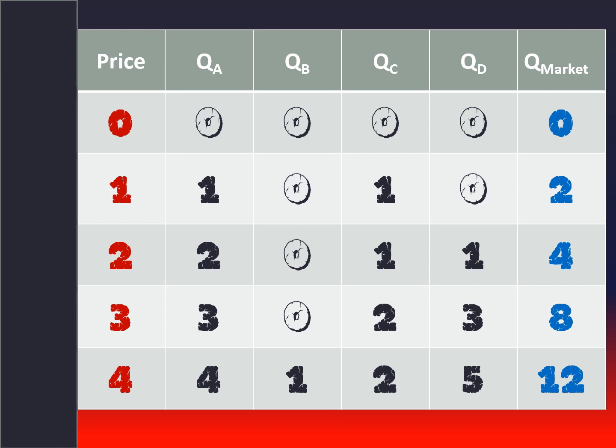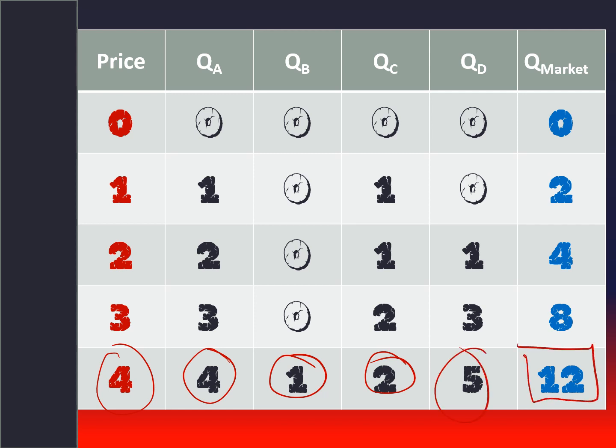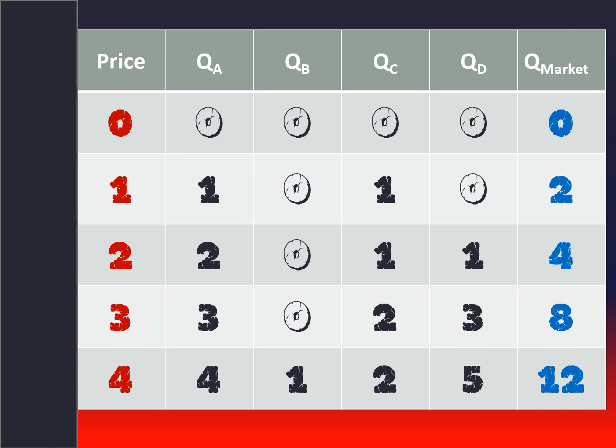price. Then we can move on and say at a price of 1, how much is firm A willing to produce? B, C, D. And we can say, okay, at a price of 1, the market will have a total of 2 units provided. You can do this at the other prices as well, prices 2, 3, 4, etc. We can see that at a price of 4, firm A is willing to provide 4, firm B 1, firm C 2, firm D 5, for a total market supply at that point of 12 units. So the quantity supplied at a price of 4 would be 12 by the market.